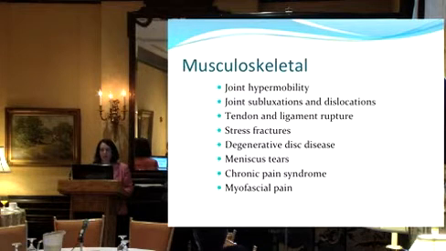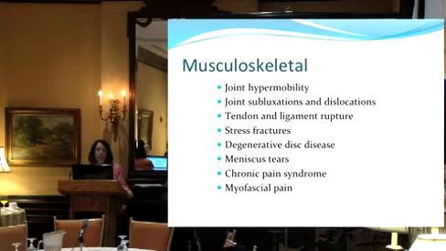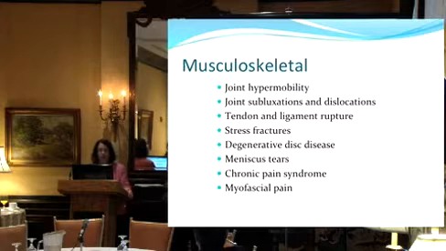So for the musculoskeletal system, we're looking at joint hypermobility with subluxations or dislocations. These patients are predisposed to tendon and ligament rupture. They develop stress fractures. I believe that osteoporosis and osteopenia are more common in this population than they are in the general population. They develop degenerative disc disease, meniscus tears, chronic pain syndrome, and myofascial pain. And all of these things can lead to serious disability.